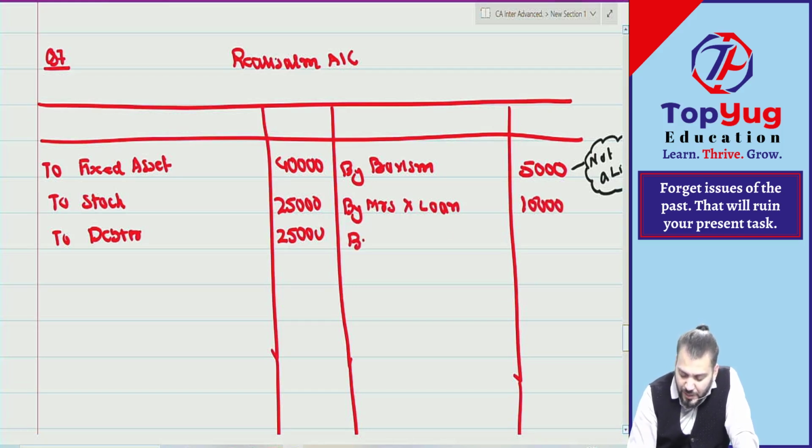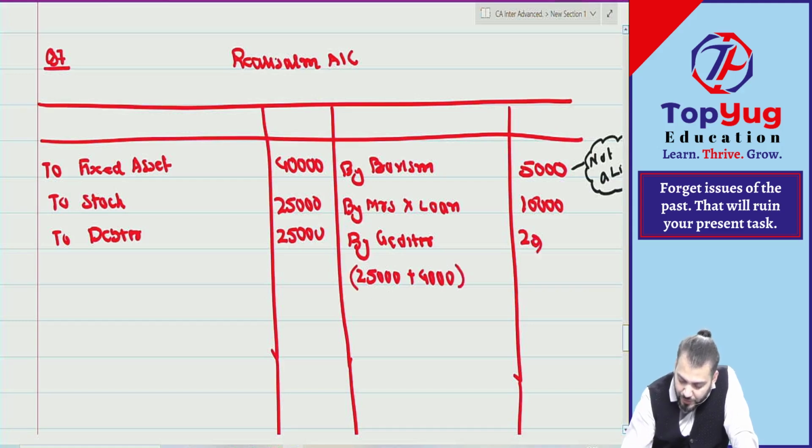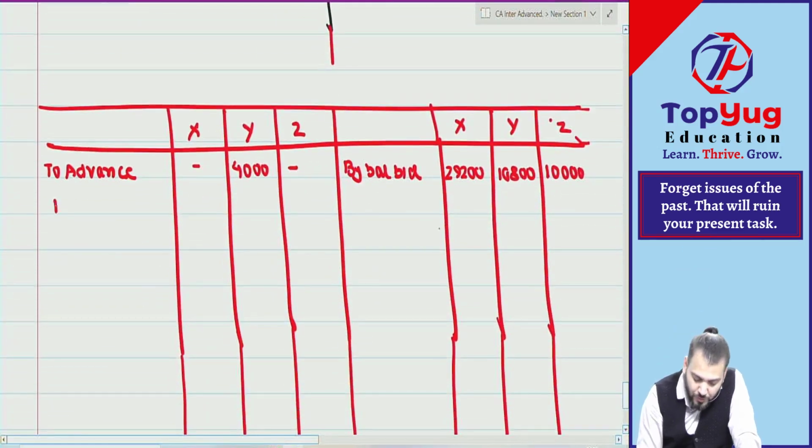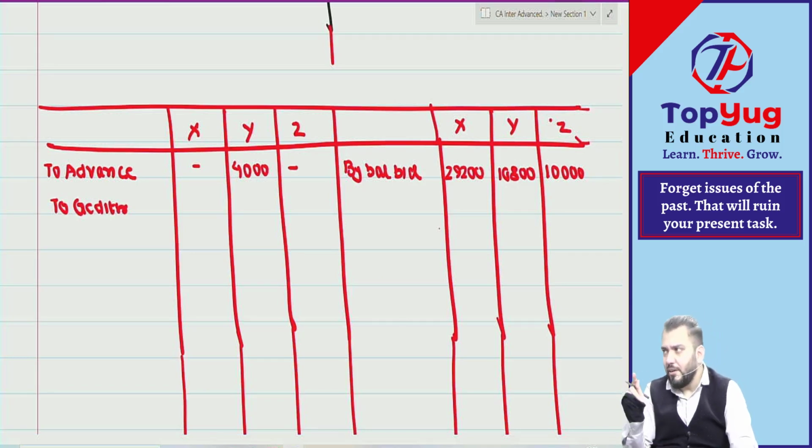Then we have creditor. Creditor is transferred to the realization account. How much? It is 25,000 plus 4,000, that is 29,000. Very good. So the 4,000 double effect will be given in which account? Can we add it to creditor? One compound journal entry: debit creditor account and partners' capital account. The loss will be transferred to partners' capital account.